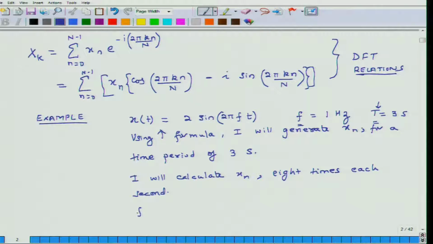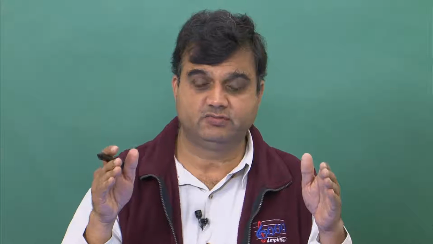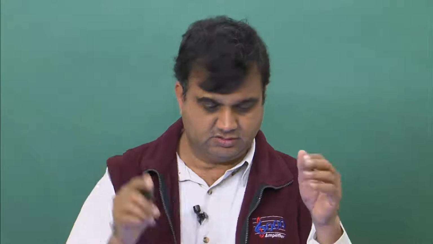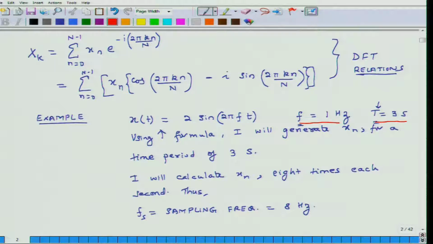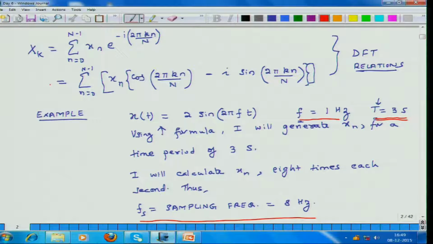This is called Fs, the sampling frequency, and it equals 8 hertz. This is not the frequency of the signal, it is the number of times I am calculating this value each second. Okay. So I have 3 parameters here. One is the frequency of the signal, the second is the duration over which I am calculating the value of xn, and the third is the sampling frequency, which corresponds to the number of times I compute the value of xn each second.